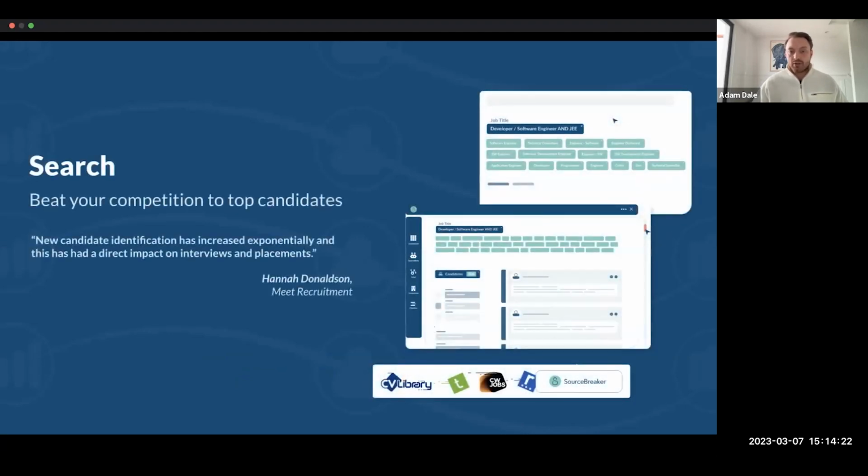So the first, and one of the things we're really known for originally, is the search element. So this allows you to be able to search your Bullhorn ATS, external CV databases, and LinkedIn with a super-powered search from SourceBreaker's machine learning ontology. So what is that, Adam? You said just a load of keywords.